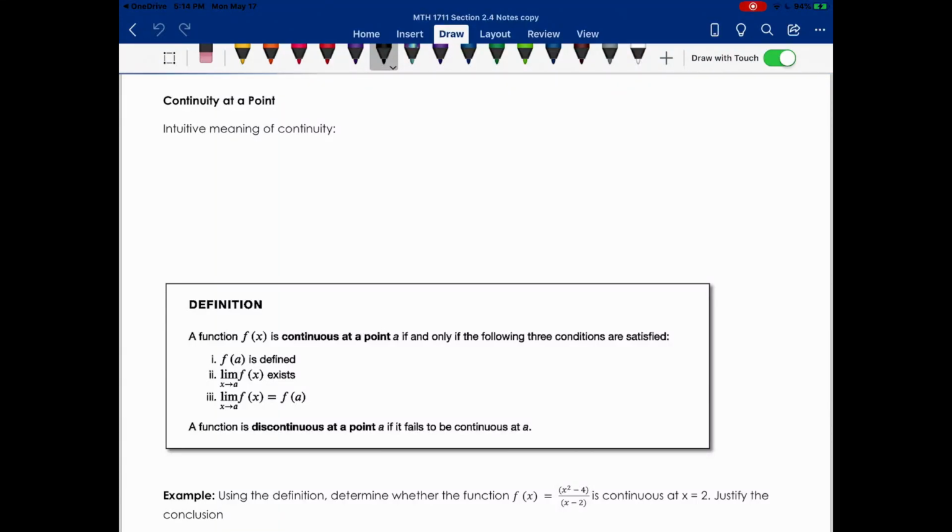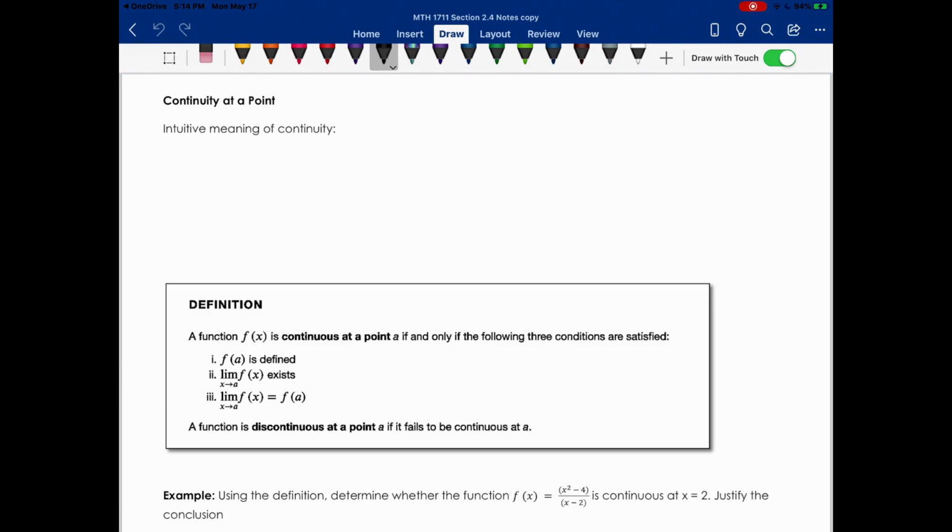In this lesson, we are going to talk about continuity. And there is a very rigorous definition for continuity. However, before we get to the definition, I want to go through the intuitive meaning of continuity. That way, when we go through the rigorous definition, it will make more sense.